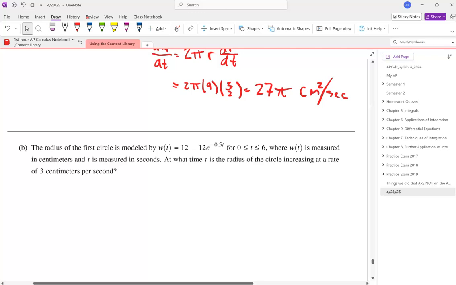All right. It says the radius of the first circle is modeled by the function w of t equals yada, yada, yada, where w of t is measured in centimeters and t is measured in seconds. At what time t is the radius of the circle increasing at a rate of 3 centimeters per second?